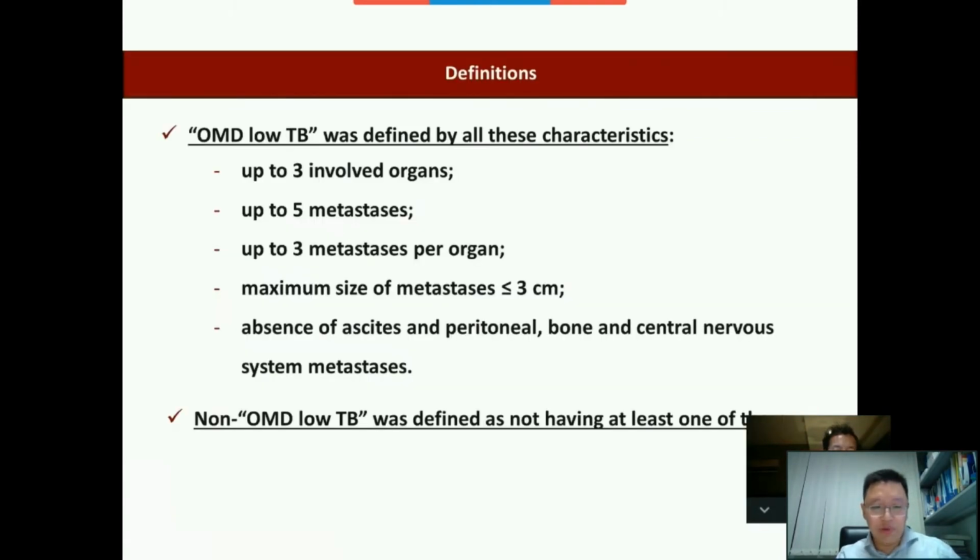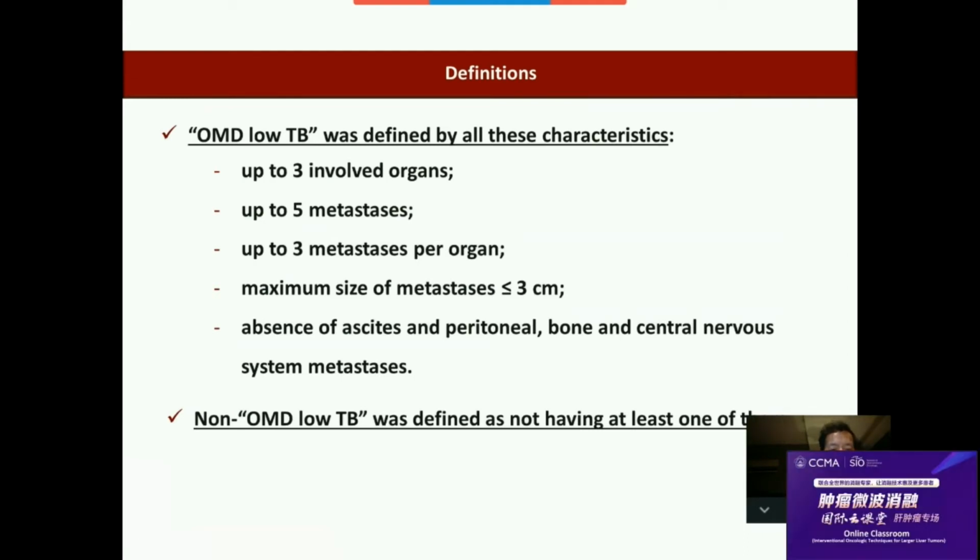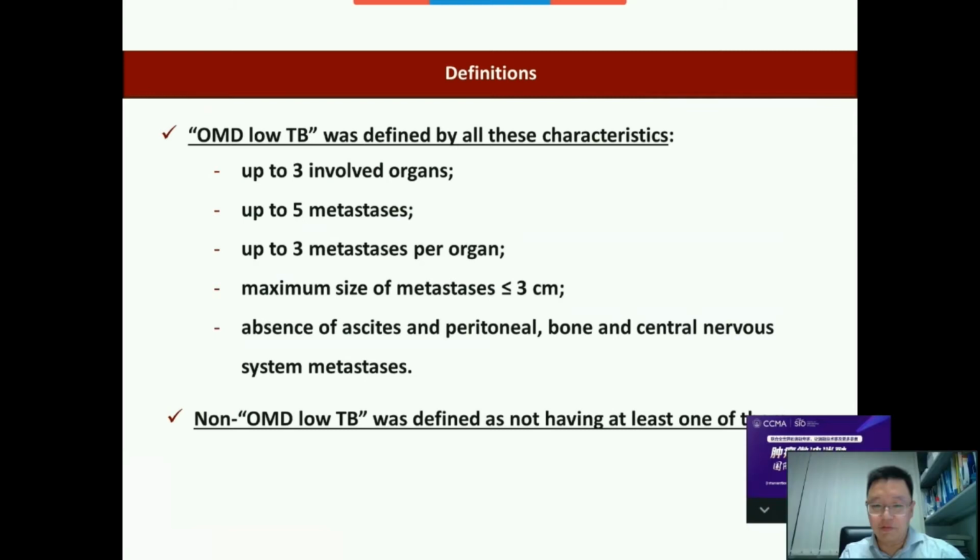At the ASCO annual meeting last year, some updates were made to the concept of oligometastasis, and OMD with no tumor burden was proposed. OMD with no TB means up to 3 involved organs, up to 5 metastases, up to 3 metastases per organ, maximum size of metastasis less than 3 centimeters, and absence of ascites and peritoneal, bone, and central nervous system metastasis.